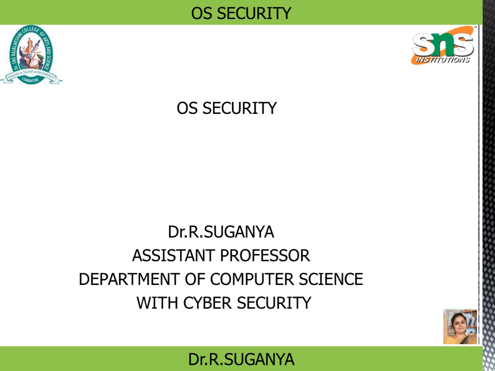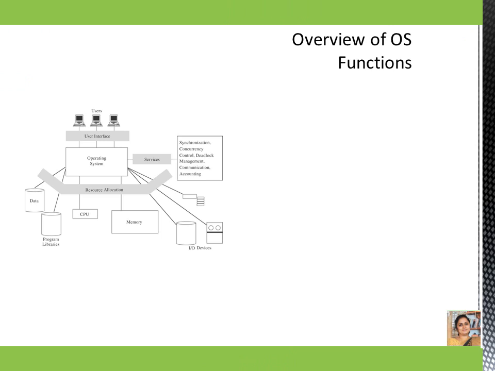Today we are going to see about OS security, the overview of operating system functions. So we have the users. The user will be interacting with some applications through the operating system. Synchronization, concurrency control, deadlock management, communication, and accounting are some of the services in operating systems. There will be resource allocation for data, which is stored in the operating system, along with program libraries, CPU, memory, and input/output devices. So these are the overview of the functions.